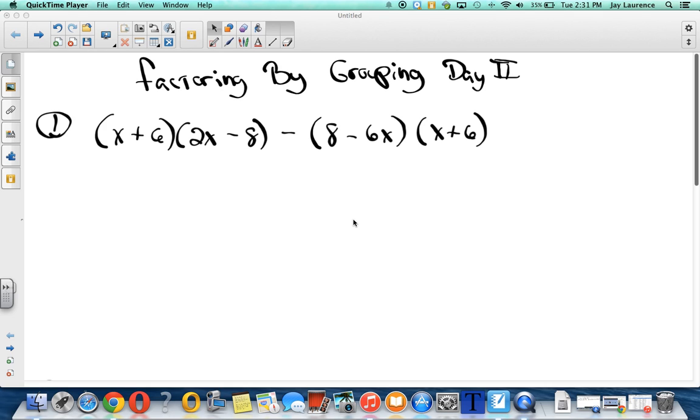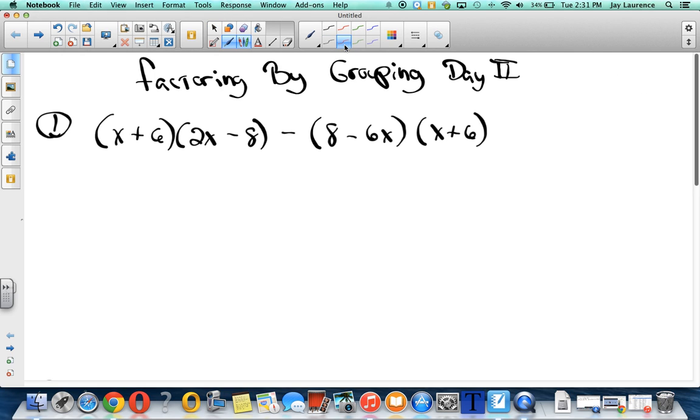Algebra students. Mr. Lawrence here, and we're going to do factor by grouping, day 2. Now remember, factoring by grouping is just GCF, GCF, and GCF one more time. Tell you what, let's do a problem that's not specifically factor by grouping first. We're only going to do 2 of those. But let's do one that's got a GCF involved in it.